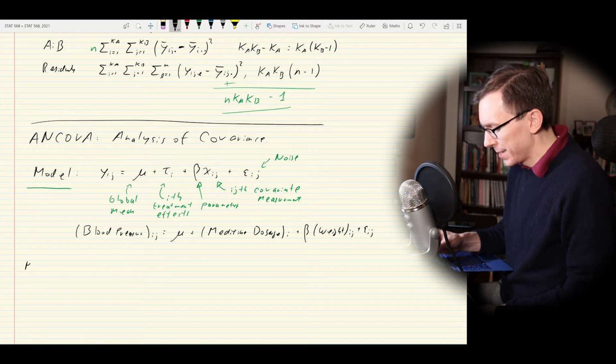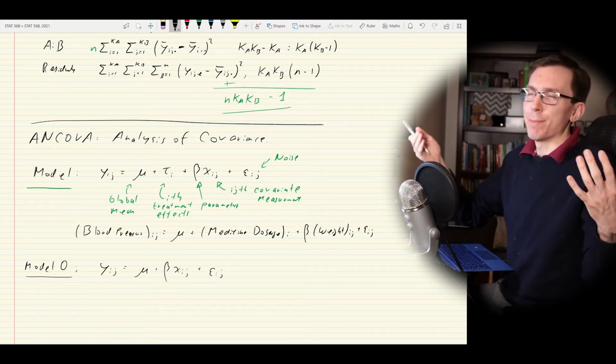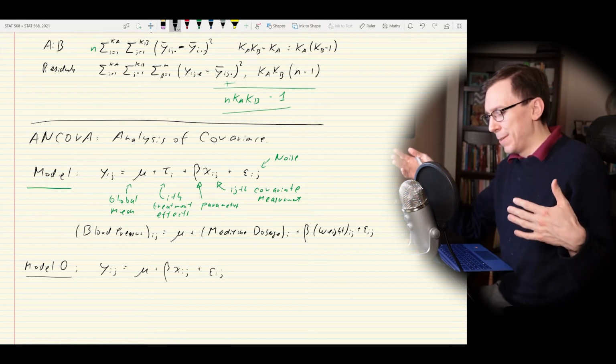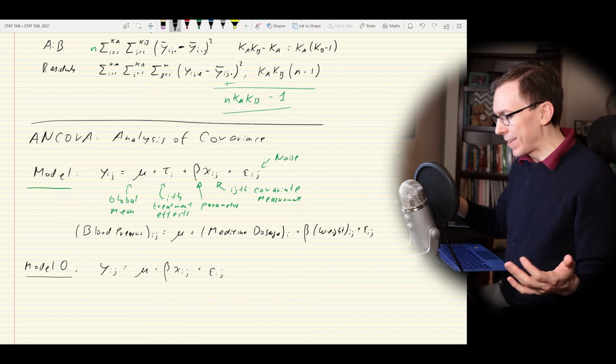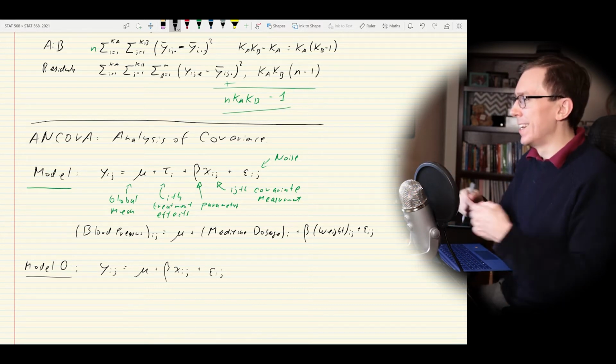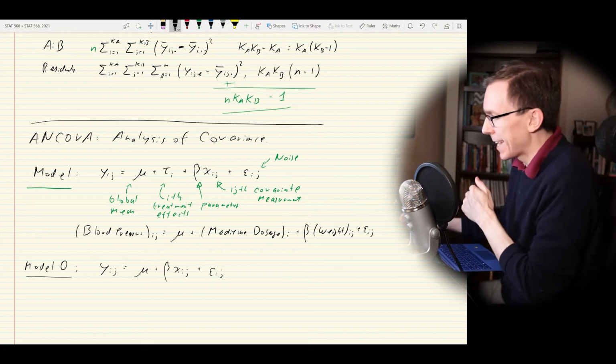So we'll call this model 0. And model 0 is going to be the same thing, but we're not going to include the treatment effect. So this would just be saying, okay, someone's blood pressure depends on their weight based on some beta. So maybe people who are larger have higher blood pressure. I don't know that. I'm just taking a guess here, just for the sense of our hypothetical example.